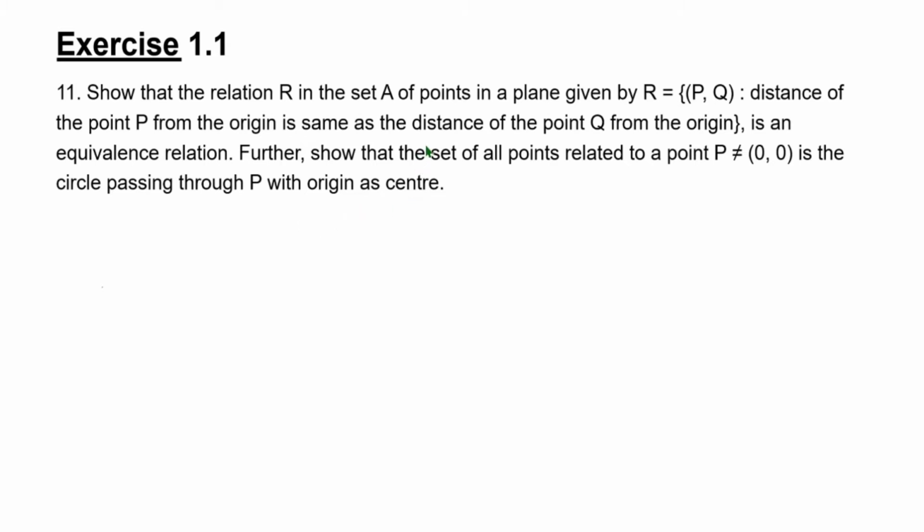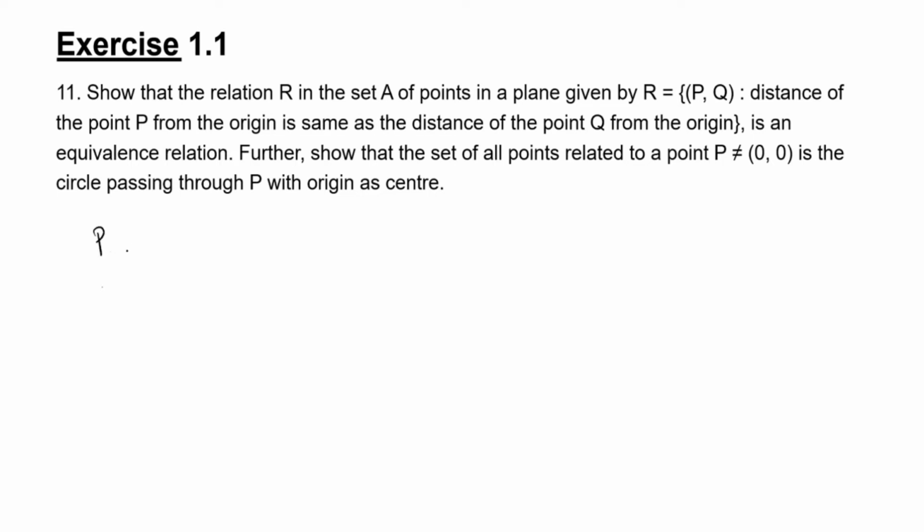So first we have to show that the relation R in set A of points in a plane, which is given by the set of all ordered pairs P, Q such that the distance of P from the origin is the same as the distance of Q from the origin, is an equivalence relation. First we will show that this is an equivalence relation and then we will move on to the next part of the question. To prove R is an equivalence relation, we have to show that R is reflexive, symmetric and transitive. So first we will see whether R is reflexive or not.